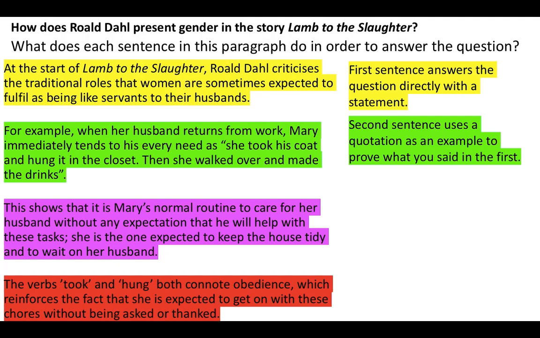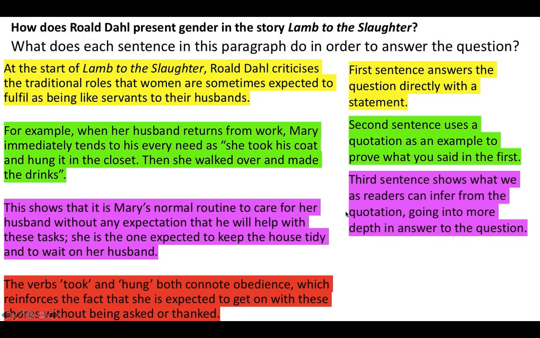So I've got, for example, when her husband returns from work, Mary immediately tends to his every need as she took his coat and hung it in the closet. Then she walked over and made the drinks. So let's just check, does this prove then that women are kind of servants to their husbands in this story? Well, yes, it does, because she's taking his coat, she's hanging it up, she's making the drinks. So, rather than Patrick, her husband, doing these things for himself, Mary is kind of doing that for him. So yes, my quote does prove my statement.